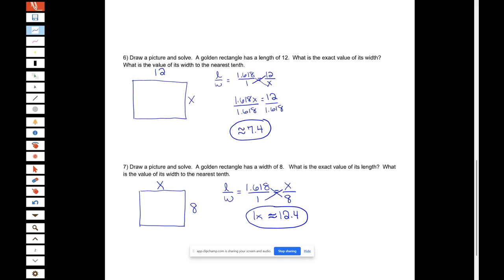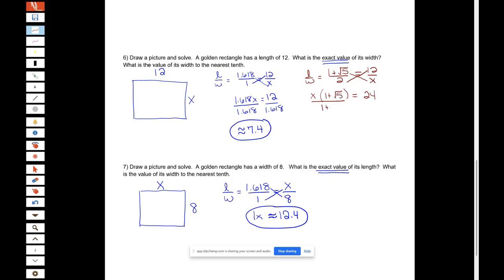Now you can solve these for the exact value, which I had said we haven't gotten to in our units on radicals yet, so I'm not making you do it. But if you remember from Algebra 1, you can solve it that way and do length to width is (1 plus root 5) over 2 is 12 over x. So instead of using the decimal approximation, you can use the radical approximation and solve that exactly. So we could have (1 plus root 5) times x equals 24.